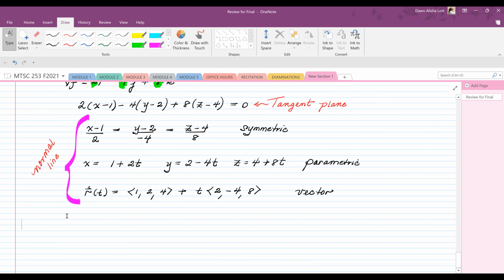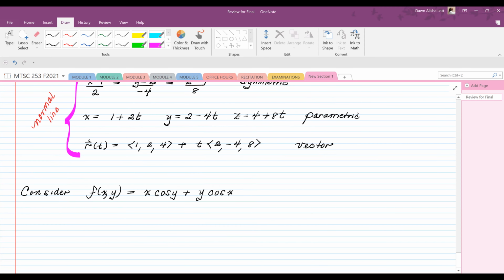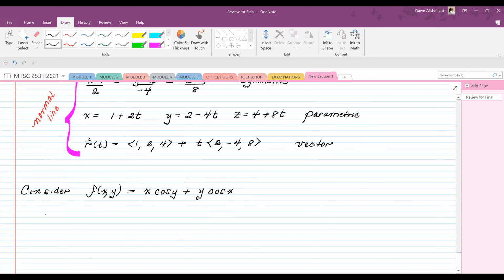So it's a two-part question. It says consider the function f of x y equal to x cosine y plus y cosine x. It says find the linearization of f of x y about the point pi, pi. Well, that was a good one. Yeah, I was lost.